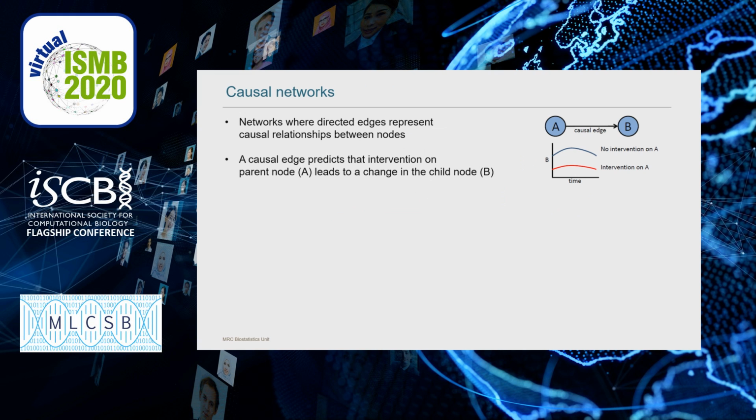I'll just say a bit more about what is meant by a causal network. So these are networks with directed edges that represent causal relationships, and in particular a causal edge from node A to node B indicates that an intervention applied to node A would lead to a change in the abundance of node B. So it's really capturing changes under intervention.